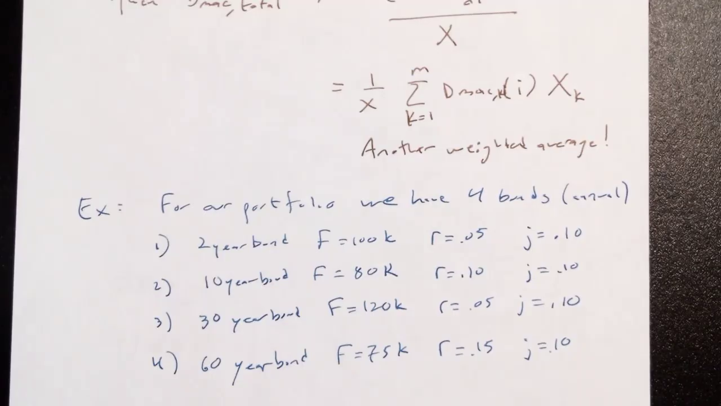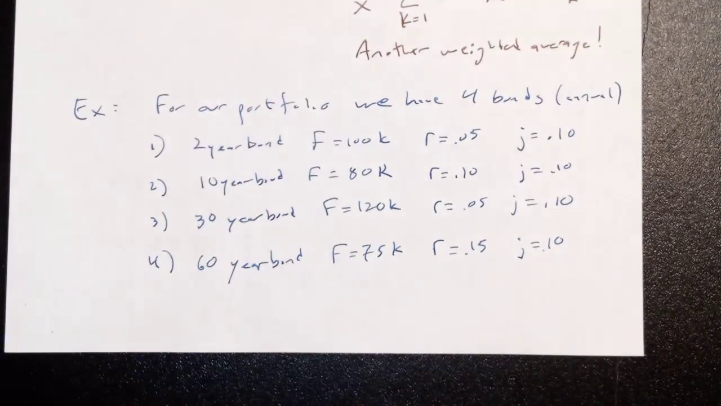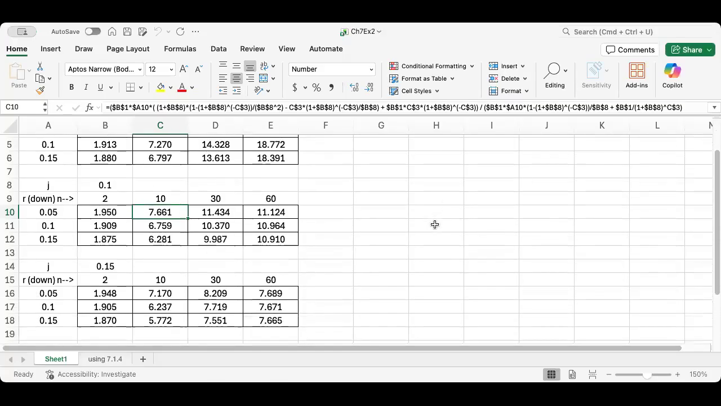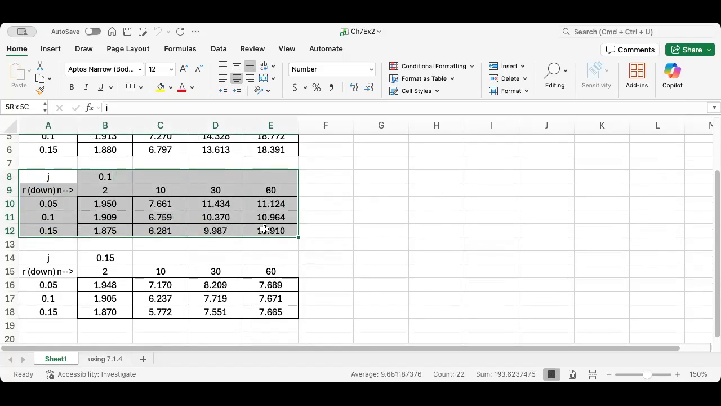These are the numbers I did on that previous example spreadsheet. Let me go back and get that spreadsheet. It is still here. Good. Here's the spreadsheet. I'm using a yield of 10%. I want numbers from here. So the first bond was 2 years with a rate of 5%. Duration for 2 years at a rate of 5% is 1.950. So I'm going to go back to the paper and write the 1.950 there.